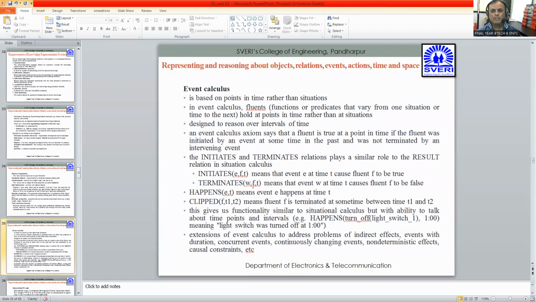Obviously, time and interval will be coming into the picture as far as event calculus is concerned. Then in event calculus, axioms say that a fluent is true at a point in time if the fluent was initiated by an event at some time in the past and was not terminated by an intervening event. This is also a very important property.